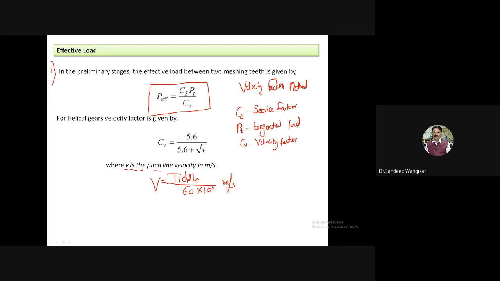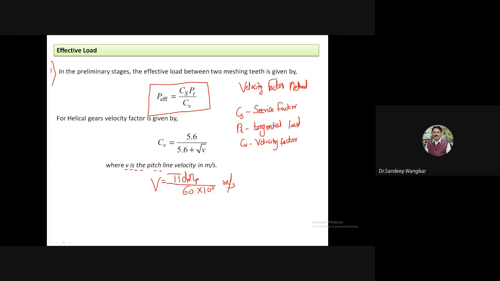And CV in spur gear, there were three formulas. CV is equal to 3 upon 3 plus V, CV is equal to 6 upon 6 plus V, and CV is equal to 5.6 divided by 5.6 plus under root V. These are for pitch line velocity less than 10, greater than 10 and less than 20, means between 10 to 20, and pitch line velocity greater than 20 respectively. So we have discussed different numericals by using the formula CV is equal to 3 upon 3 plus V and CV is equal to 6 upon 6 plus V.